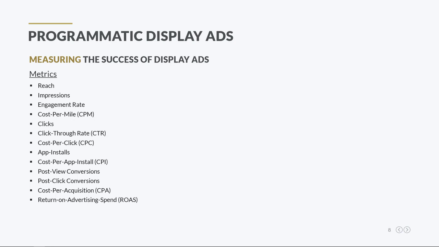A post-view conversion occurs when a user views a display advert, but visits the website through another marketing channel to convert. A post-click conversion happens when a user clicks on a display ad, and immediately after that converts on the website. Cost per acquisition is the overall campaign spend divided by the total number of conversions, which basically tells you how much is the cost of acquiring a customer through display ads. The return on advertising spend metric tells you how much profit you've made from your ads compared to how much you've spent on those ads.